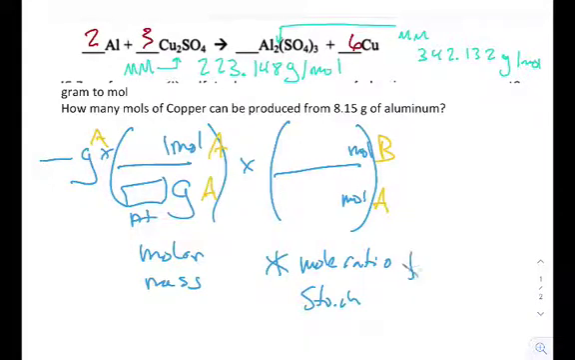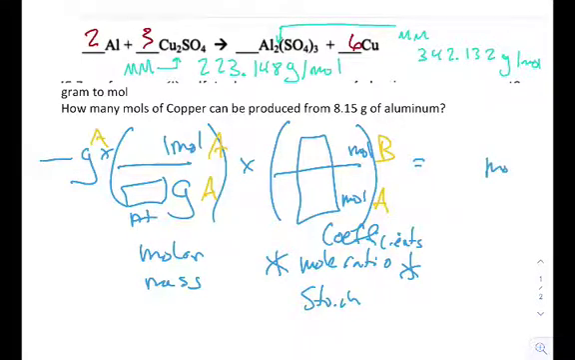This is the key. The numbers for the relationship will come from the coefficients. And then for a problem that needs to stop in mole, you're done. It doesn't go any farther than that. So that's just a 2-step problem in order to solve for how many moles of some substance comes out from grams of a different substance.